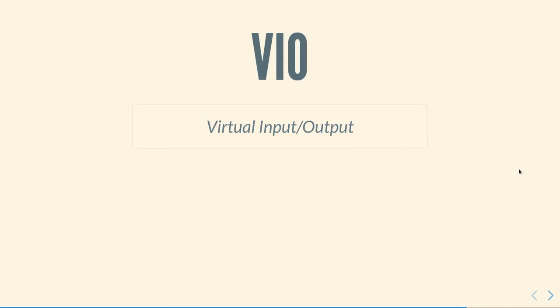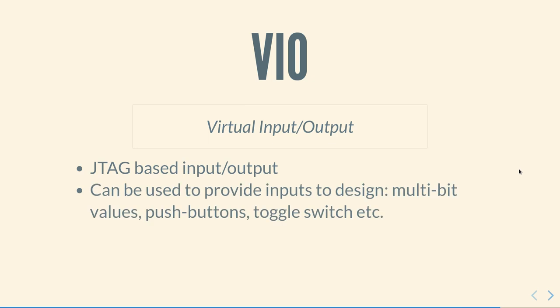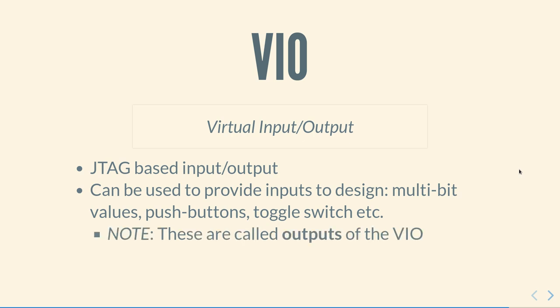VIO stands for Virtual Input Output. This is once again another mechanism that is used to interact with an FPGA, especially in situations where you do not have direct access to the push buttons or LEDs that can be used to monitor or send signals into the FPGA. It's again JTAG based and can be used to provide various kinds of inputs to the design. For example, multi-bit values can be directly typed in, push buttons can be emulated, toggle switches, and so on. All of these are emulated by means of getting the same behavior through the virtual input output.